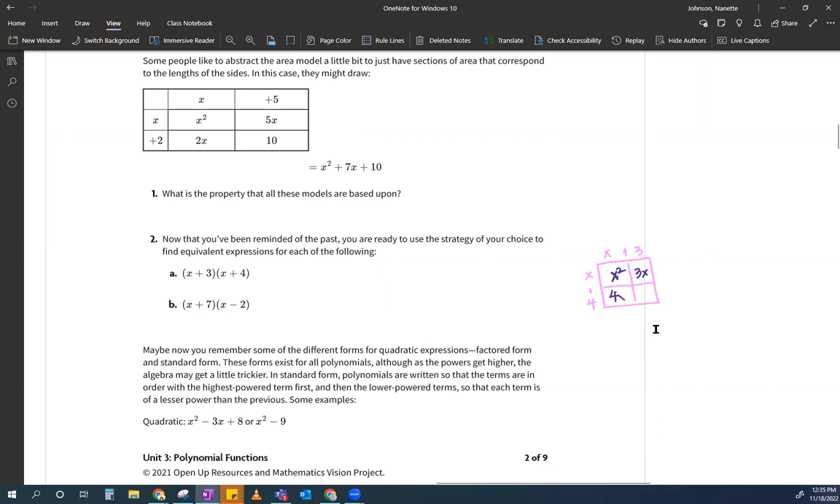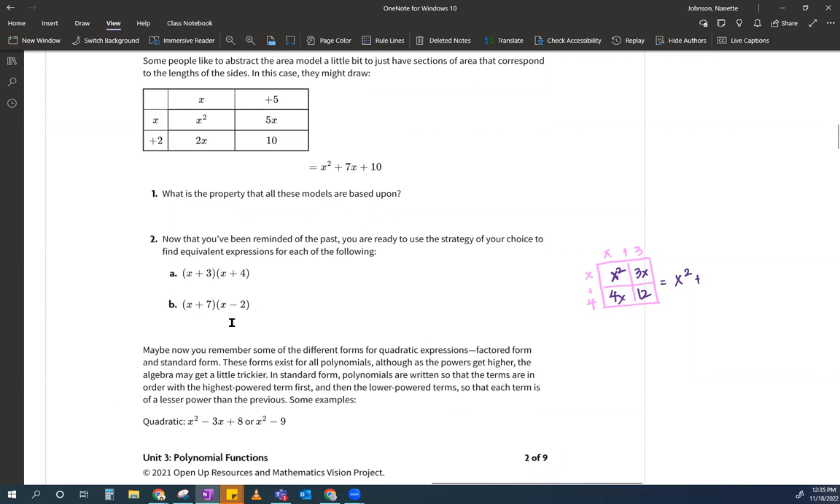Most of you got this, so I'm just kind of going through it. This last little step is you just adding the like terms. Here, x squared is by itself. 3x plus 4x is 7x. And then I got 12. That's it, Miss Johnson? Yep, that's it.